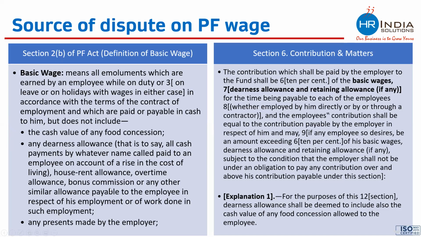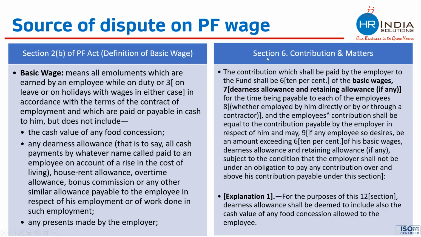excluding these below pointers, which include the cash value of food concession, the earners allowance, HRA, overtime, bonus, commission, incentives, or any presents made by the employer. These are not part of basic salary, but any other earning component of an employee is basic salary. Here, this section 2 is the definition of basic wage.